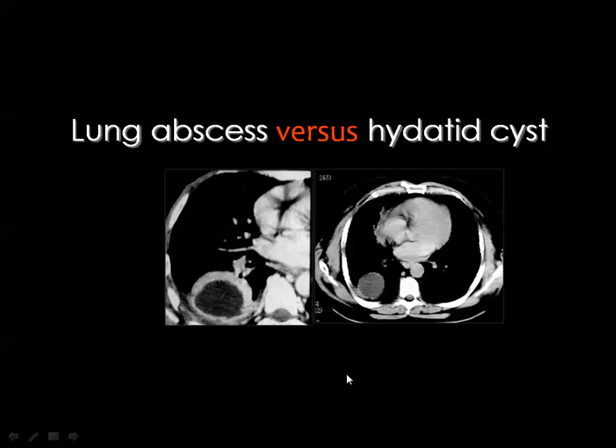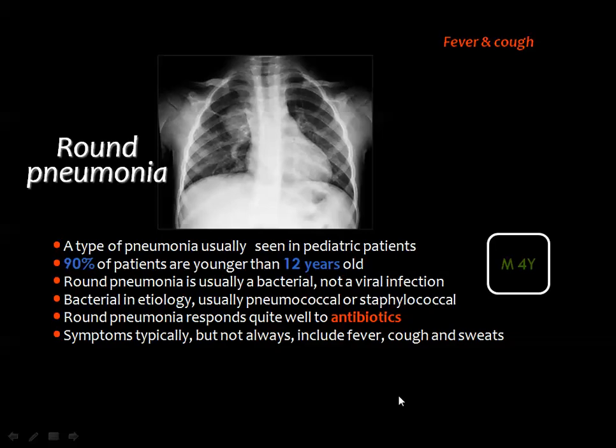The hydatid cyst usually has a very thin margin, which does not enhance with contrast media, while the abscess has a thick margin, which enhances with contrast injection. And very frequently, you can see air loculi within the abscess, and whenever you see air, this is no more a nodule or a mass, it is a cavity, and we'll discuss this in detail after that.